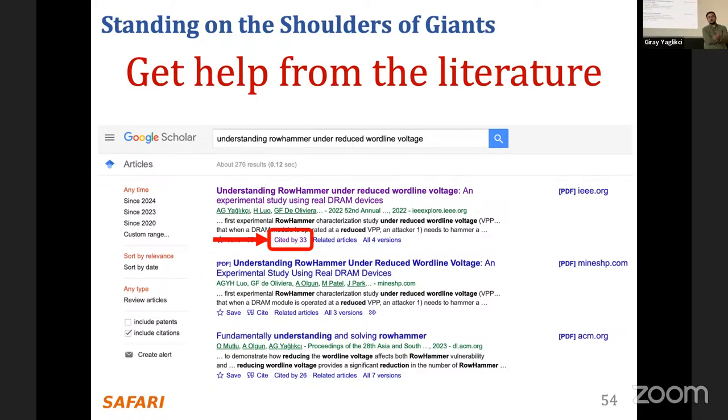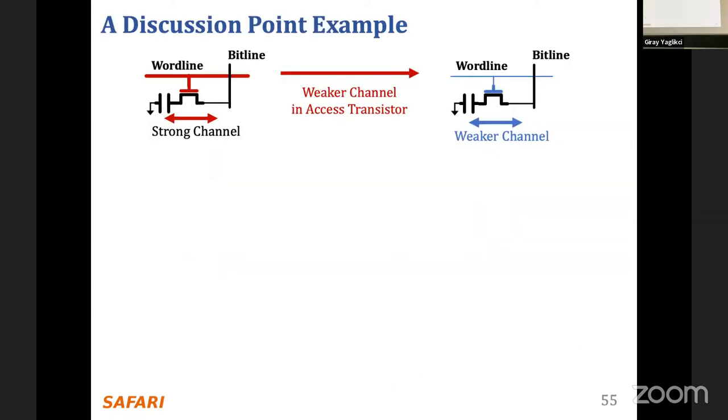a mechanism kind of paper instead of a characterization kind of paper, you will see the follow-ups, the newer mechanism papers, actually pinpoint the weaknesses of the previous paper so that they can make a strong claim for their contribution, right? So in the literature, there are probably some authors who spent days, weeks, months to find those weaknesses and then write them. They already wrote them in their papers, so just get help from them. Okay. So I have two examples of discussion points.